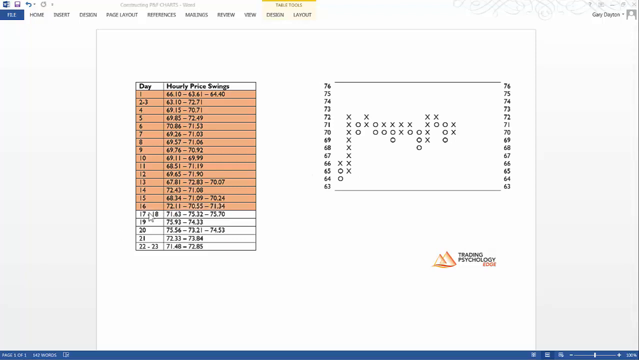The next day, we see the market rallies up to 72. We were at 71. We had stopped at 71 because we couldn't go down to 70.